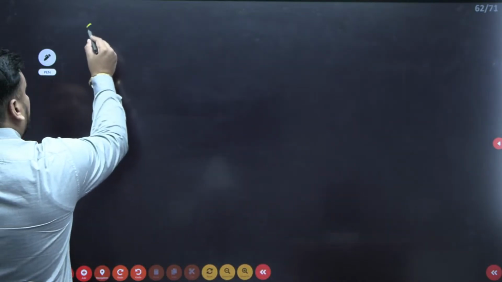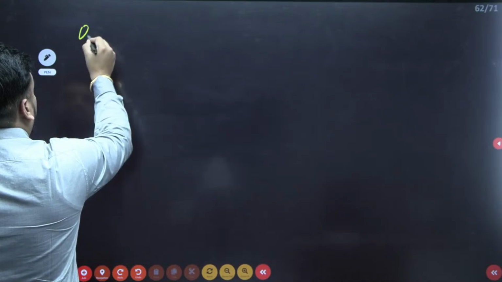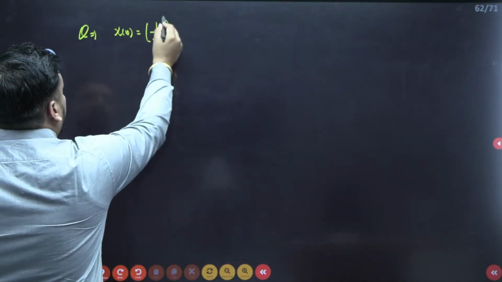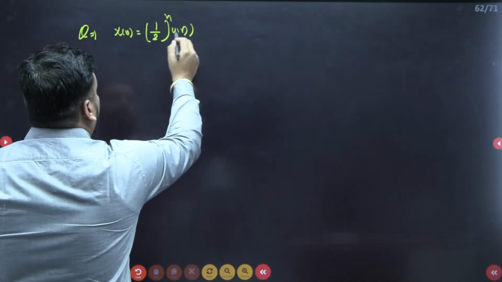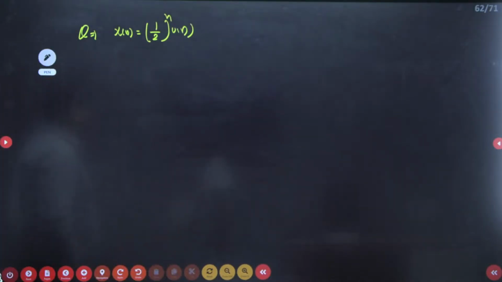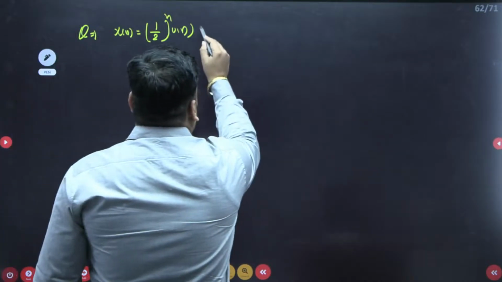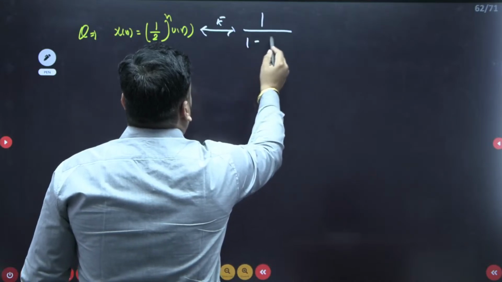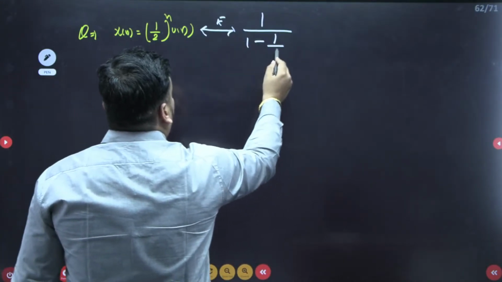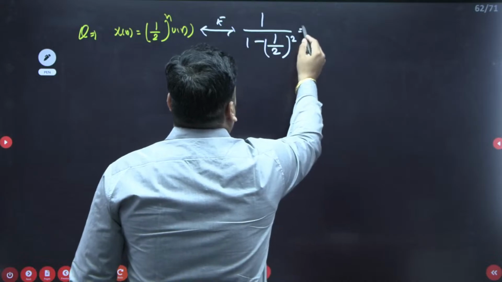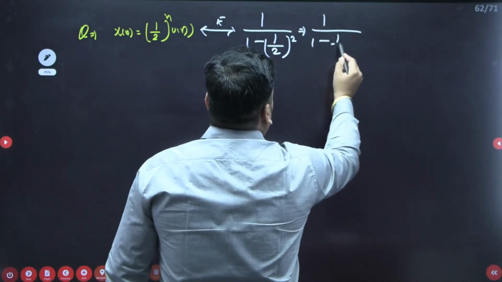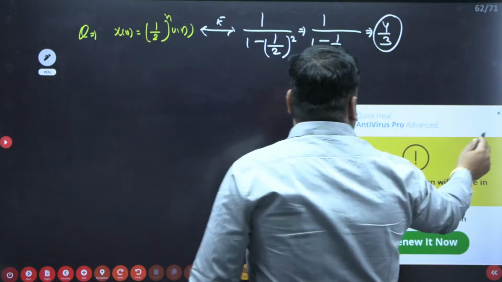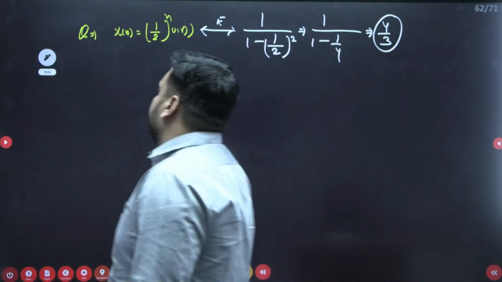I am asking a simple question बच्चों. Let me find out if anyone will ask about x of n equal to 1 by 2 की power n into u of n. Now in future you should not directly apply the formula. You should just remember the short trick, and the short trick says that energy is nothing but 1 upon 1 minus a whole square. It means half ka whole square. It means 1 upon 1 minus 1 by 4. So your answer is nothing but 4 by 3.